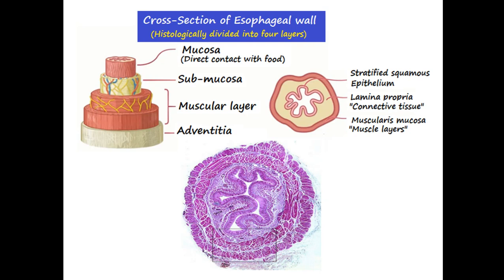The mucosa itself is composed of stratified squamous epithelium, the innermost layer, which lies on the connective tissue layer called the lamina propria. Outside the lamina propria there is the muscularis mucosa, which is a muscle layer, but it should not be confused with the muscularis externa, which is the proper muscular layer that consists of inner circular and outer longitudinal muscle fibers, and that causes the contraction of the esophagus to push the food down into the stomach.